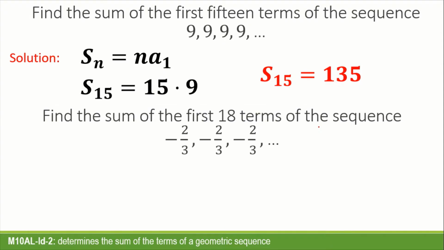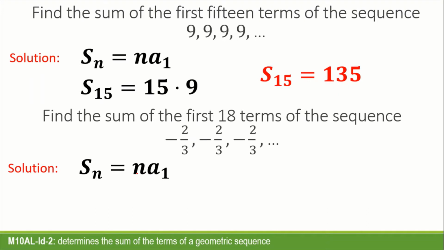Next, find the sum of the first 18 terms of the sequence negative 2/3, negative 2/3, negative 2/3, and so on. So, kung mapapansin nyo, pare-pareho yung terms at pare-pareho yung sign nila mismo. Therefore, the common ratio is 1. So, we will use again the same formula na ginamit natin kanina. S sub n is equal to n times a sub 1.